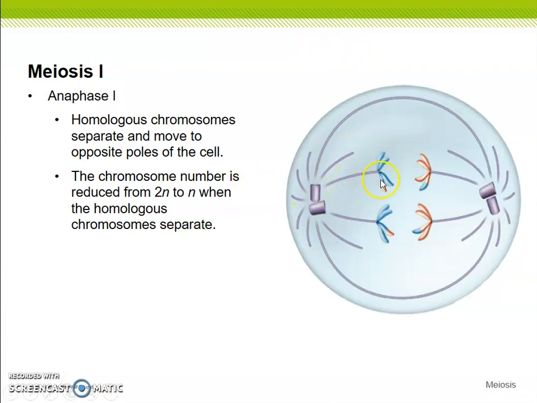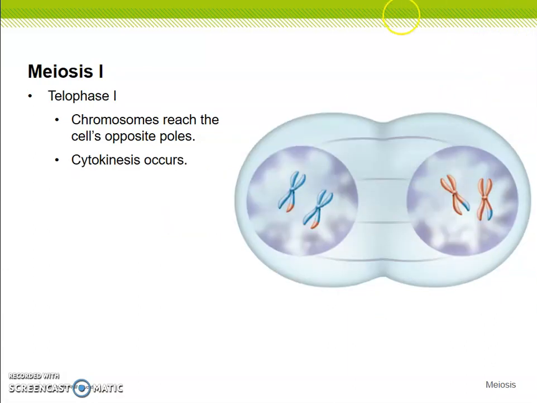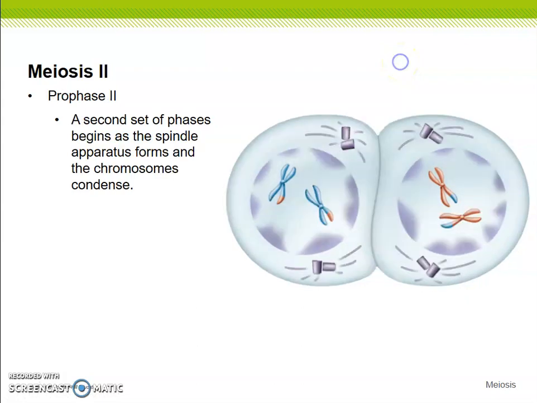Okay, because the chromosomes are still replicated, they're still doubled, but only the ones that are mostly Dad, the one that's mostly Dad moves this way, the one that's mostly Mom moves this way. So it's no longer 46 different chromosomes, okay? Now it's only 23. And then in telophase 1, it's pretty much the same thing as regular telophase in mitosis. They reach the poles, the new nucleus forms, and cytokinesis occurs. That's when the cytoplasm splits.